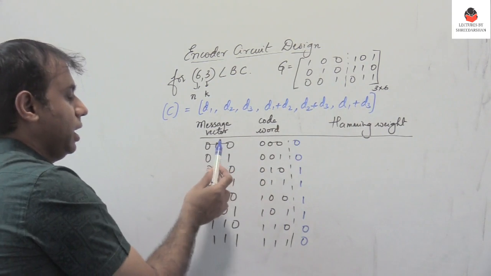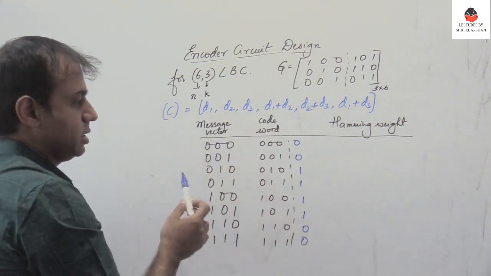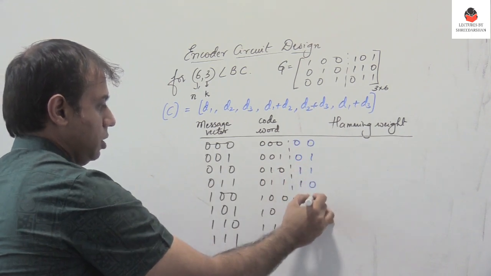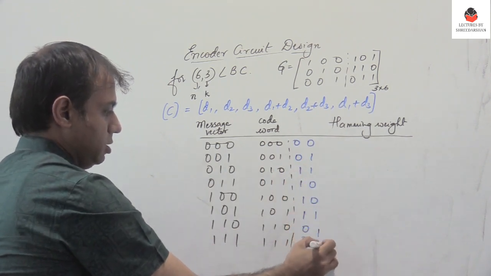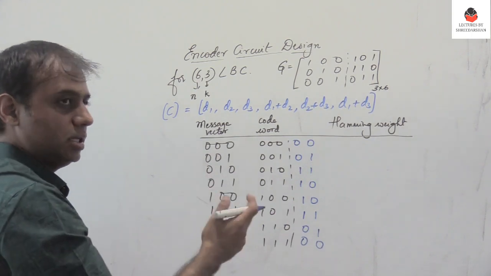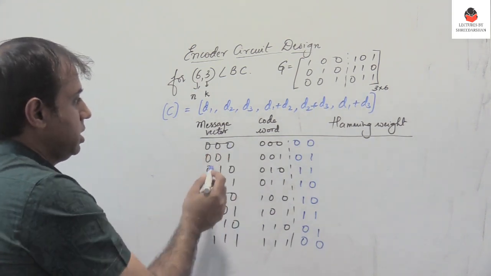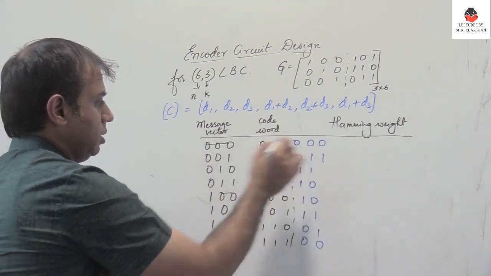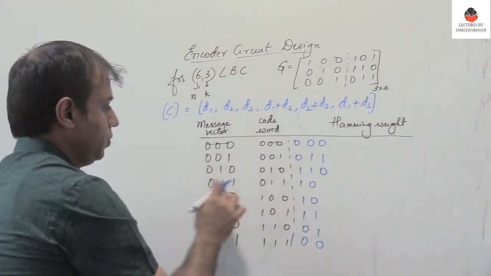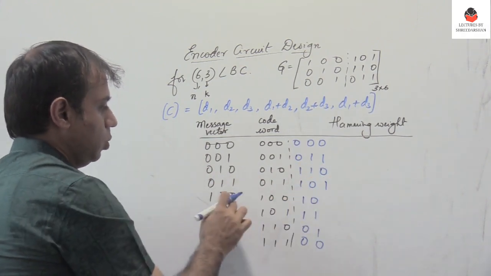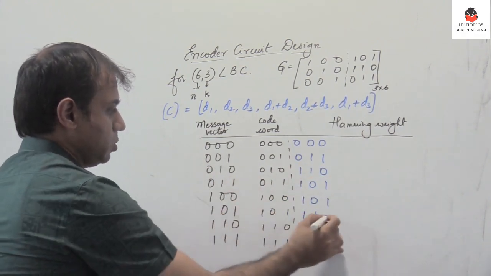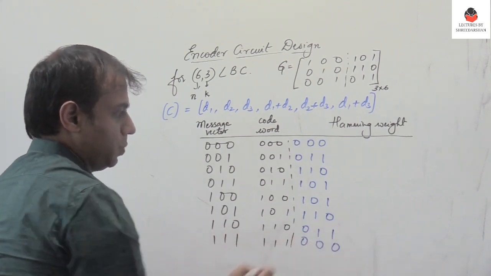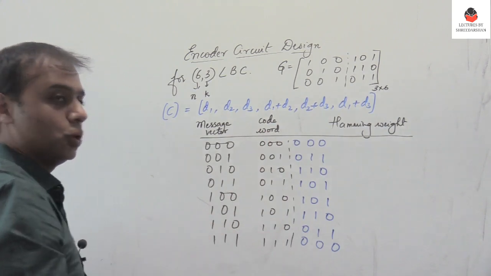For the fifth bit, I have to perform D2 plus D3. Again, 0, 1, 1, 0, 0, 1, 1, 0. And for the sixth bit, it's going to be D1 plus D3. So 0 plus 0 is 0, 0 plus 1 is 1, 0 plus 0 is 0, 0 plus 1 is 1, 1 plus 0 is 1, 1 plus 1 is 0, 1 plus 0 is 1, 1 plus 1 is 0. So this happens to be the code word.